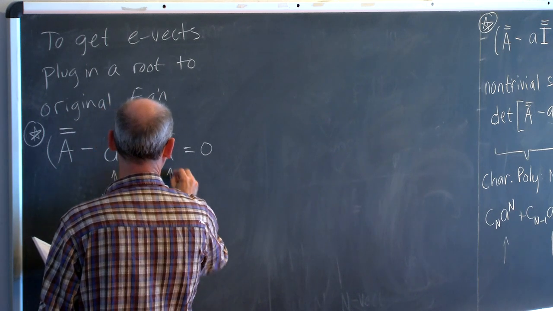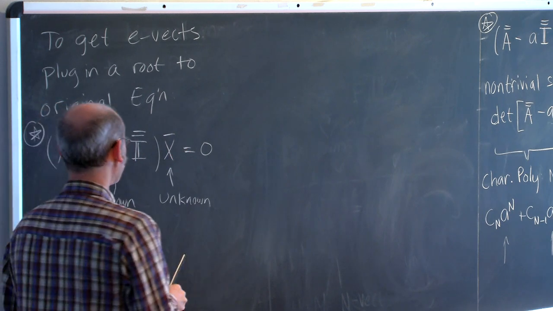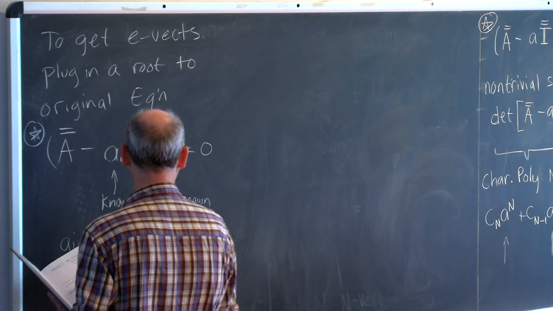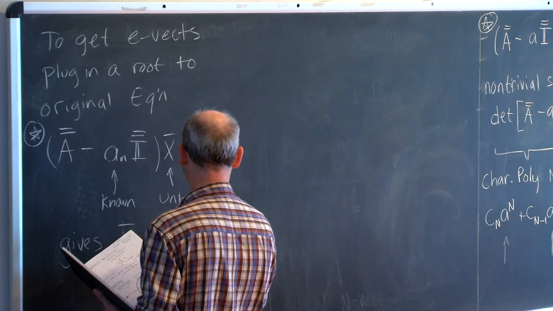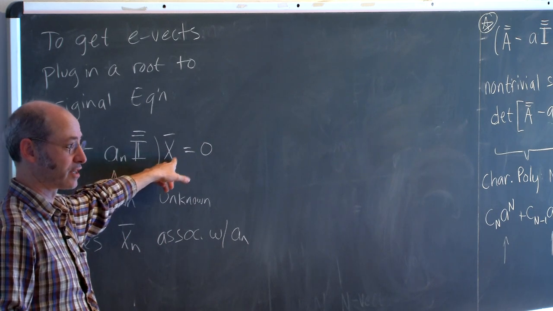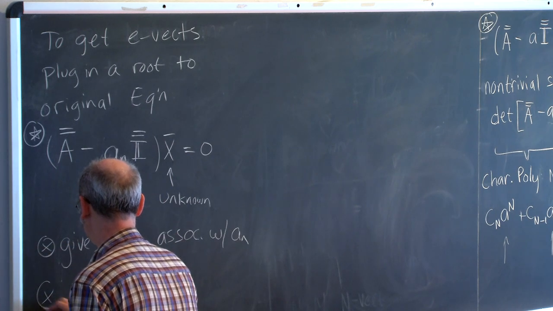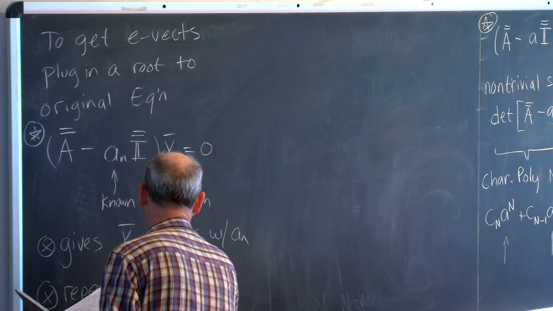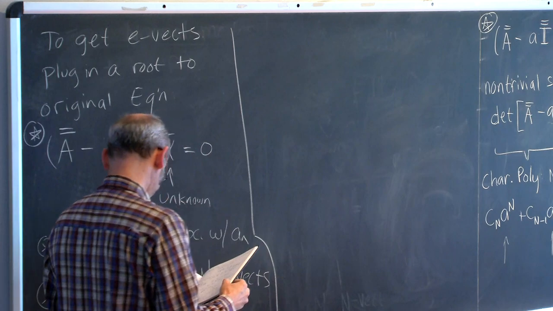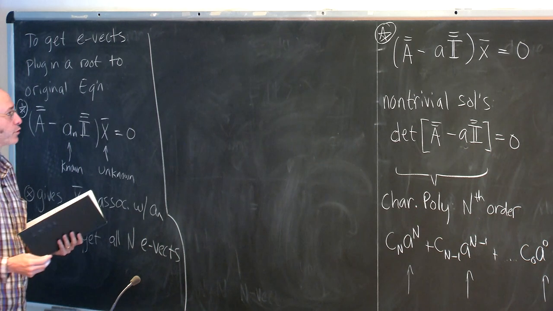So this is one of my known roots from that polynomial. Here's my one unknown. And I can just go ahead and solve for this vector. And that vector will certainly depend on which root I plugged in here. So we call that the eigenvector that's associated with this eigenvalue. And then we take the next eigenvalue, plug it into this equation, solve for the eigenvector that's associated with it, repeat and repeat and repeat, and we will get n eigenvectors. Okay, and so this is how the eigenvalue problem usually proceeds in quantum mechanics. We could derive a few quick results about these eigenvectors.